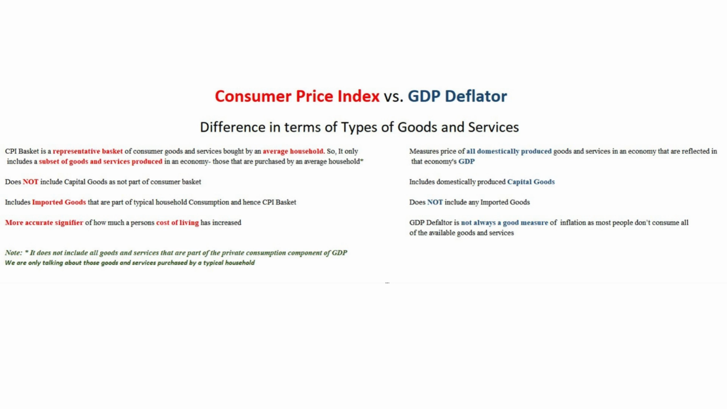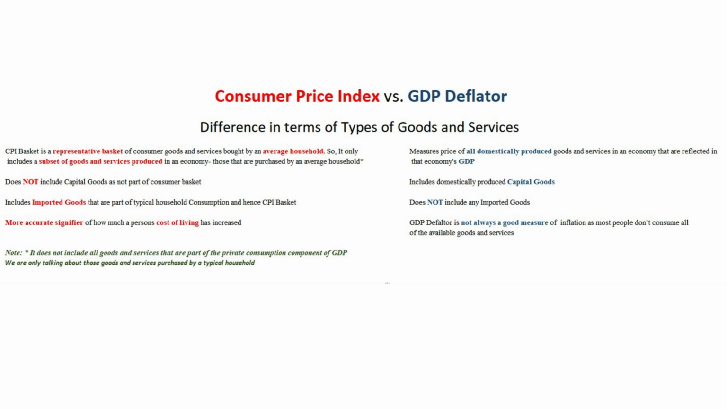And here it's important to note it does not even include all goods and services that are part of the private consumption component of GDP, as we're only talking about those goods and services that are purchased by a typical household. So keeping this in mind, CPI does not include capital goods as they're not part of a consumer basket. It also includes imported goods that are part of a typical household consumption and hence the CPI basket.